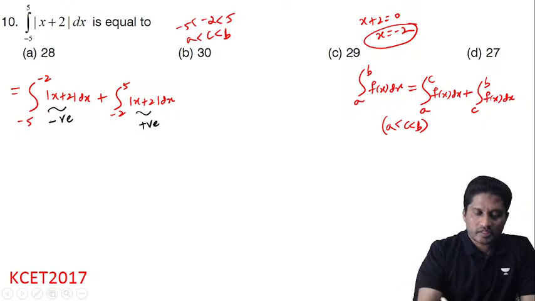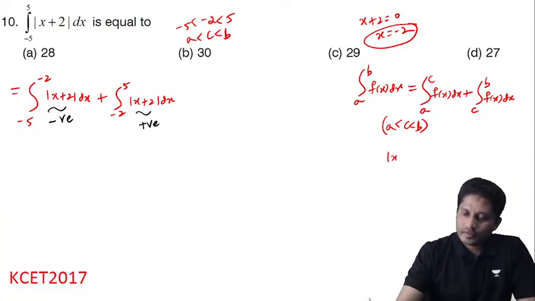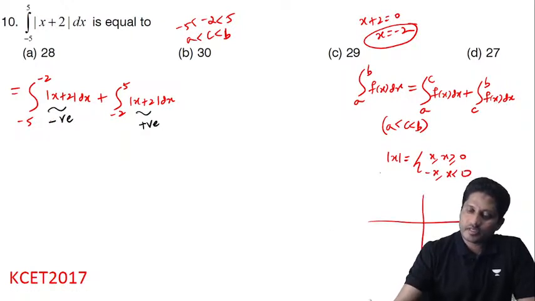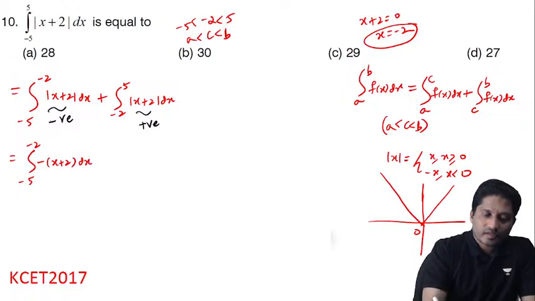Okay, now this is equal to mod x. The modulus of x is equal to x when x is positive, and minus x when x is negative. It's a V-shaped graph, and you get a sharp edge at 0. So from minus 5 to minus 2, it is negative, so you get the integration of minus of x plus 2, plus the integration from minus 2 to plus 5 of x plus 2 dx.